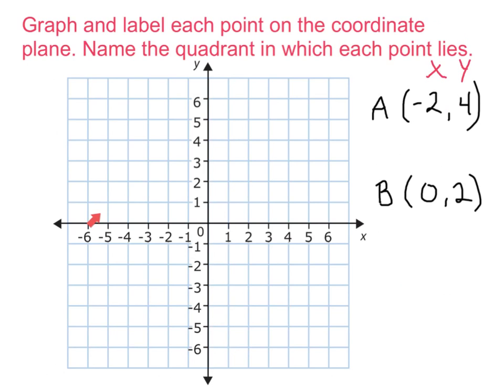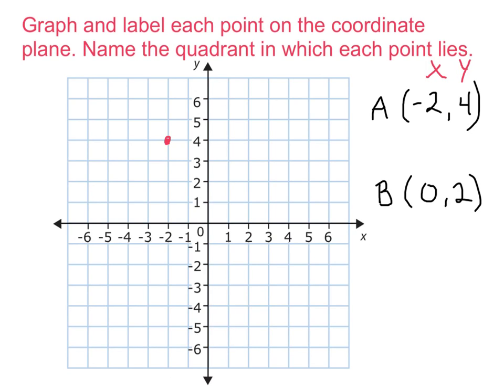So we remember that the x-coordinate is right here. So I'm going to go -2 on the x-coordinate, which ends up being right here. And now I want to go 4 on the y-coordinate. So we've got -2 on the x, 4 on the y. That's going to put our point right here. So I just labeled that point right there.